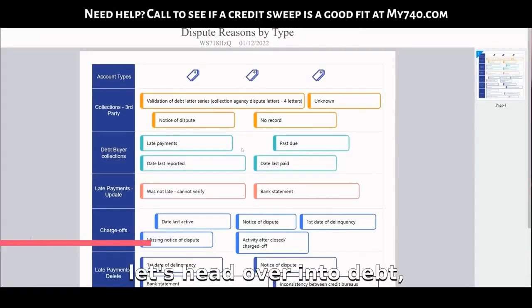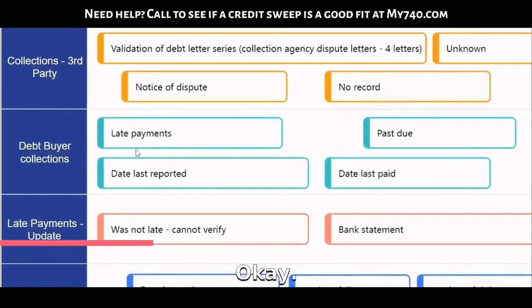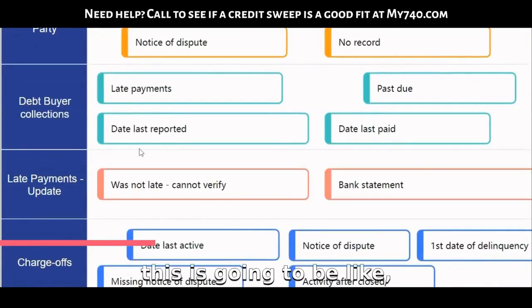Let's head over into debt buyer collections, okay? So with a debt buyer collection, this is going to be like Portfolio, Midland, Calvary. You are not using the validation of debt series. You need to be careful because you don't want to put yourself in the limelight if it's still within the statute of limitations and you still owe money on that account. That's another reason we most of the time don't dispute directly with the creditor.